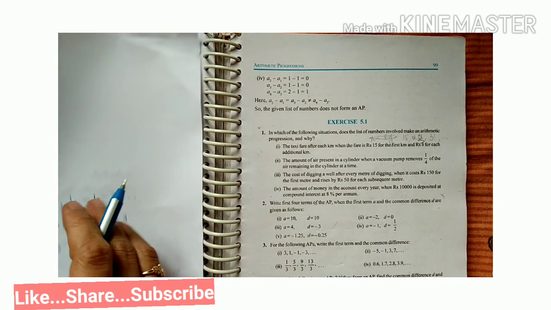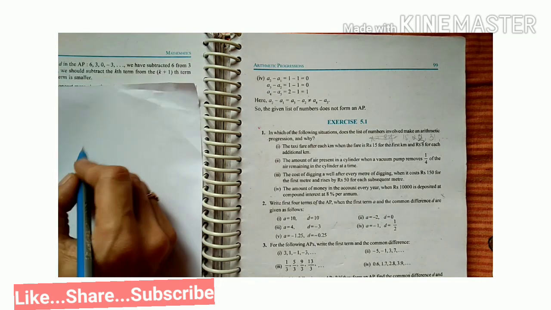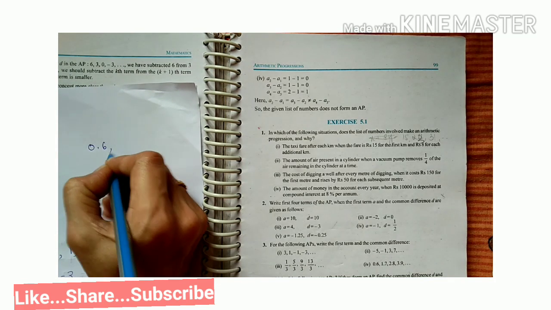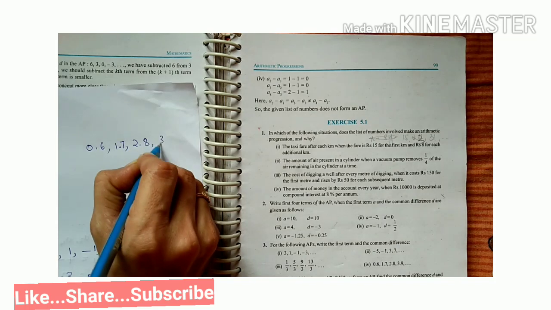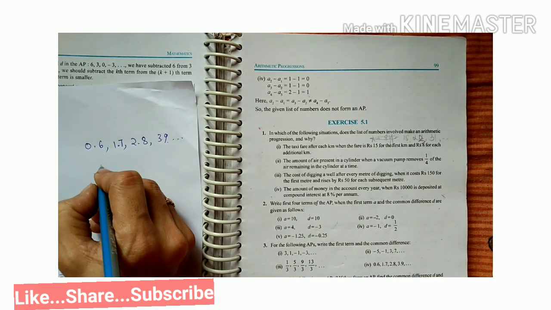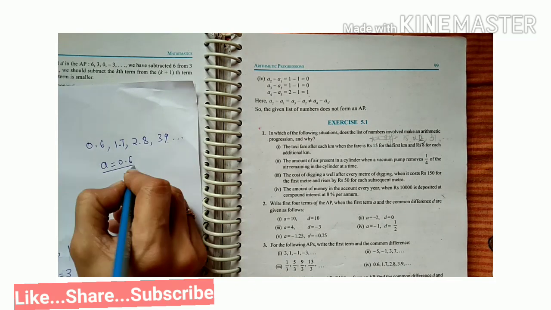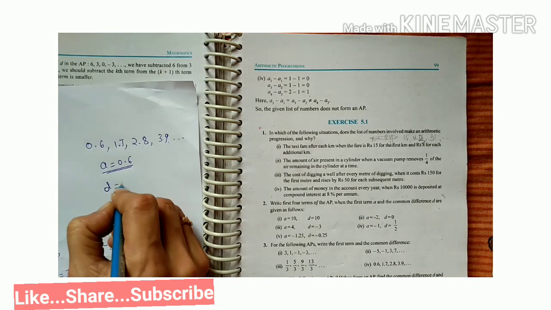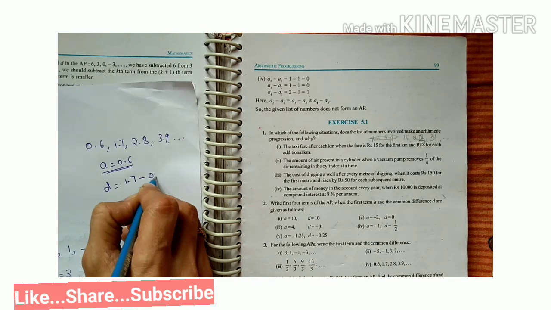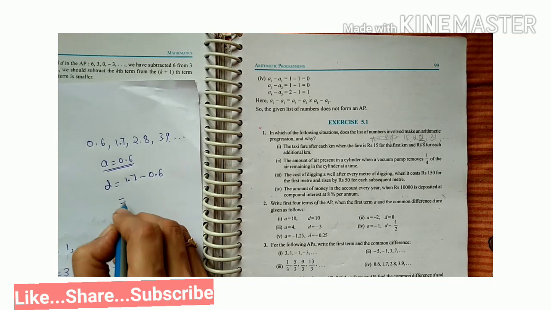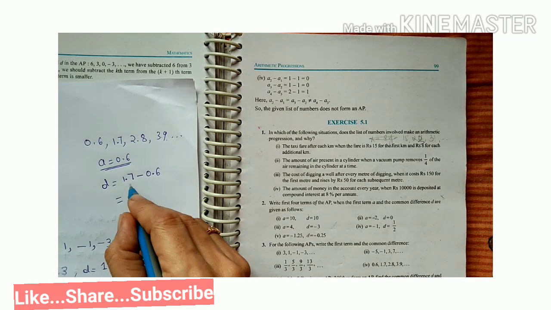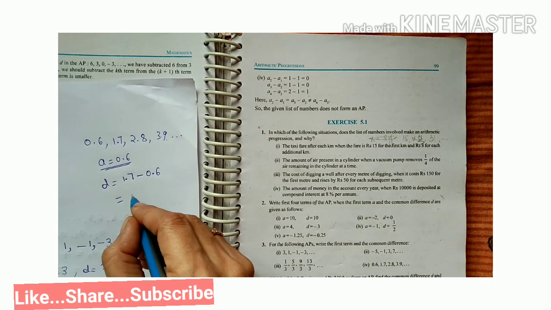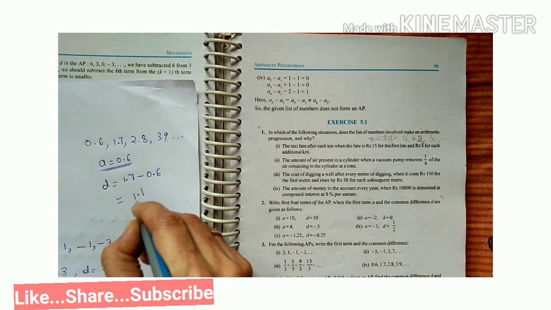Next example, 0.6, 1.7, 2.8, 3.9. Here first term A is 0.6. Common difference D is 1.7 minus 0.6, second term minus first term. Here 1.7 minus 0.6 is 1.1.